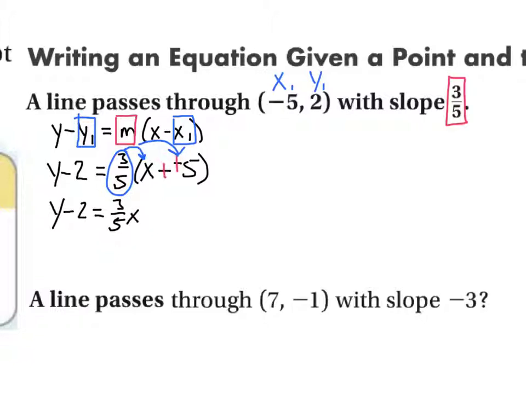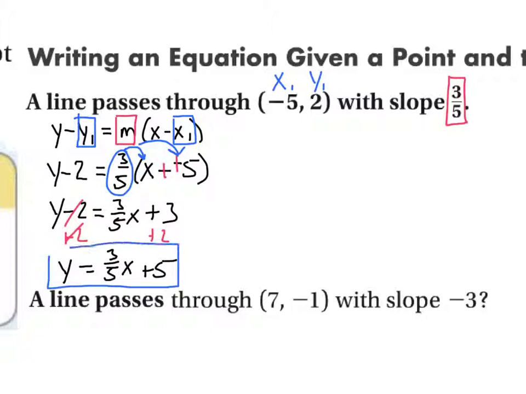Now, what's 3/5 times 5? 3. And so then we have to add 2 to both sides. So y equals 3/5 x plus 5. Questions?